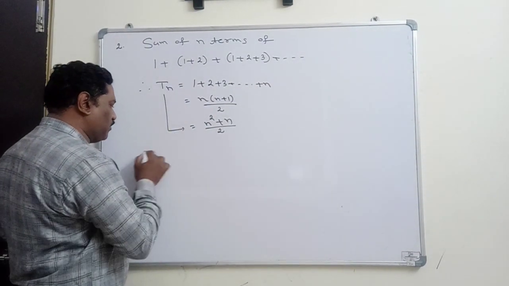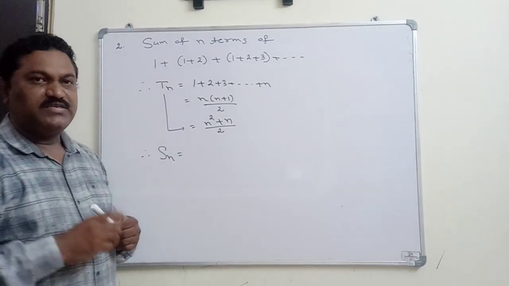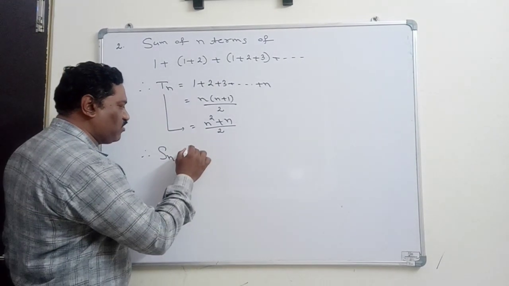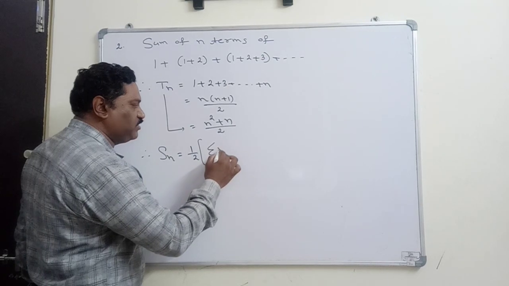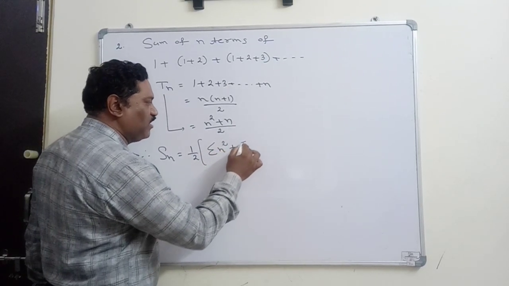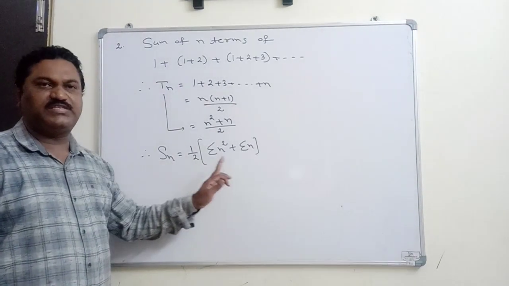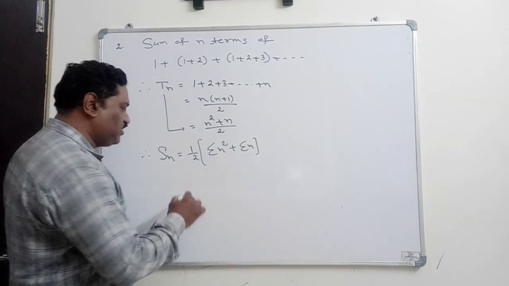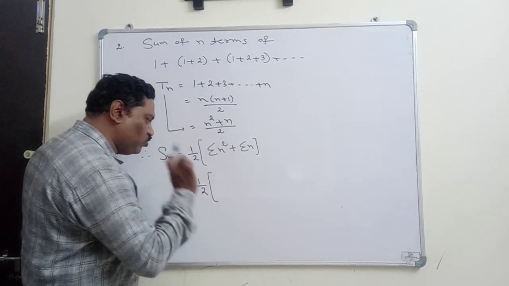Now to find the sum of the n terms of the given sequence, we have to apply sigma to this nth term. For that, 1 by 2 is the constant outside, then keep the bracket. Apply this sigma, and if you split it, we are going to get sigma n square plus sigma n. Then carefully we have to simplify this. So this is 1 by 2 times.